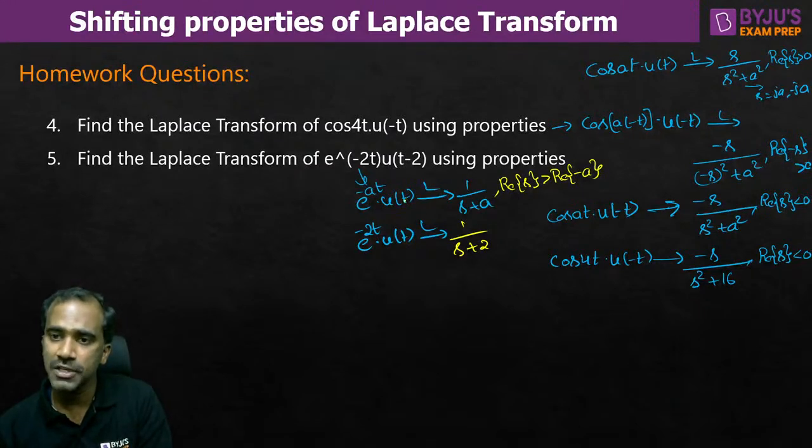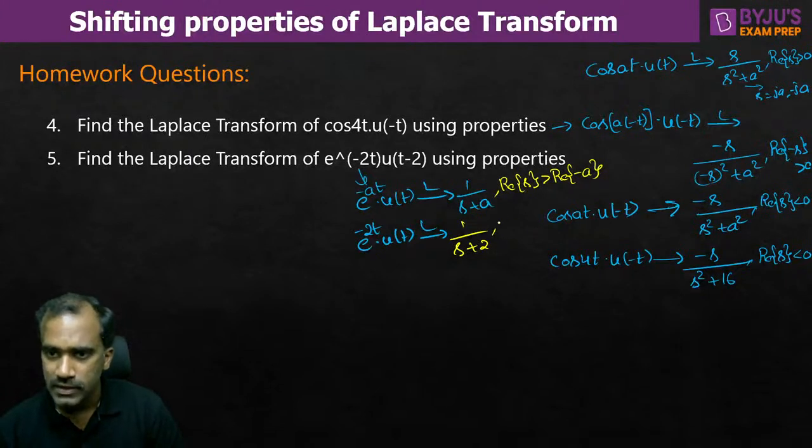If this was u of minus t, it would be real part of s less than real part of the pole. So it is real part of s greater than real part of minus 2, which is just minus 2.